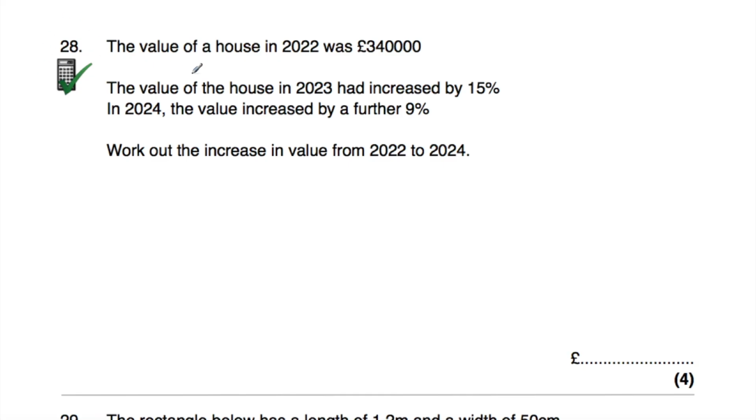So question number 28 says, the value of a house in 2022 was £340,000. And the value of that house in 2023 had gone up by 15%, it increased by 15%.